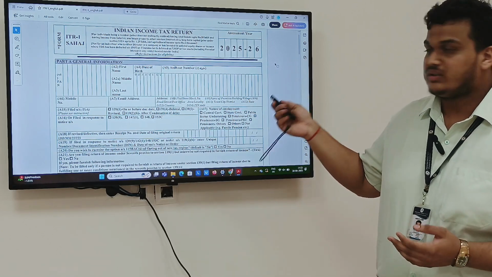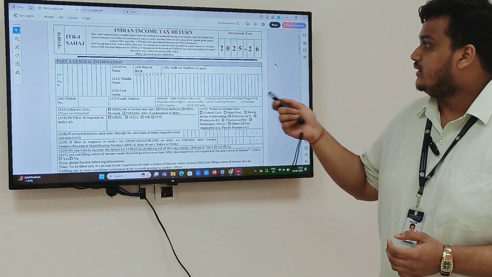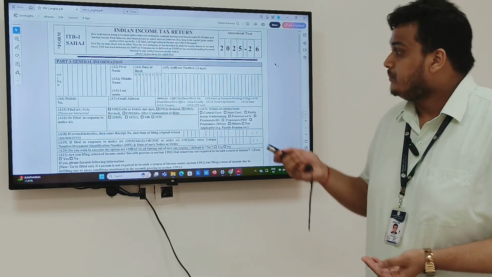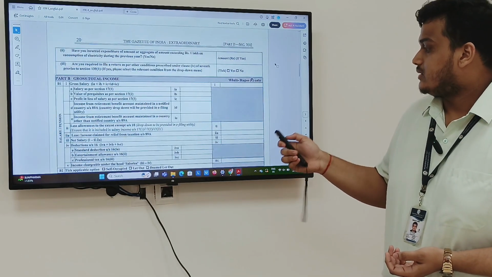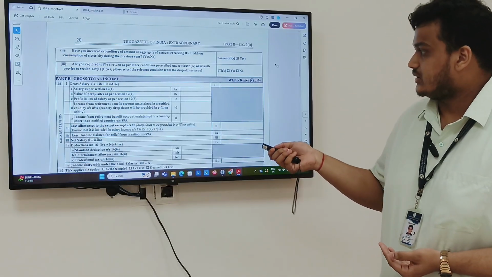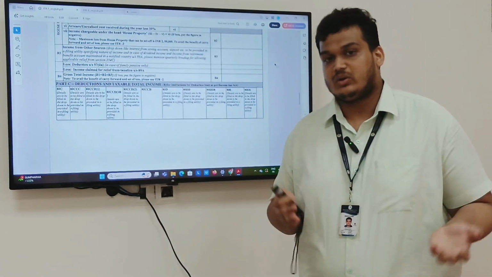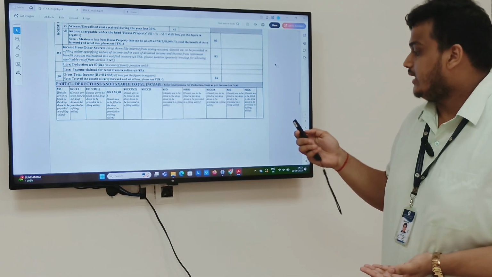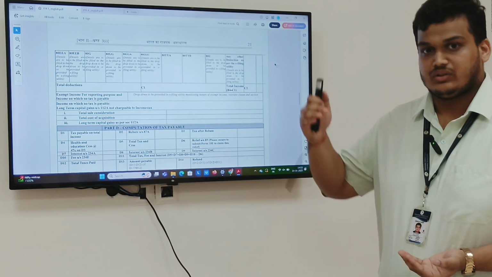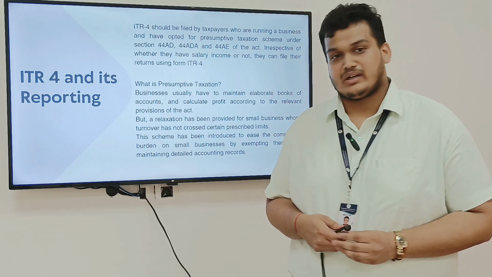So I will take you briefly through the ITR 1 form. The ITR form is divided into several parts. Part A contains general information like your name, Aadhaar number, PAN card, address, etc. Part B contains your income from salary or income from house property or income from other sources and the details you have to put there. Part C contains deductions if you are opting under the old regime, 80C, 80D and other deductions. And part D contains computation of your tax payable based on the income you reported and the deductions which you have claimed. So next up is ITR 4 and its reporting.